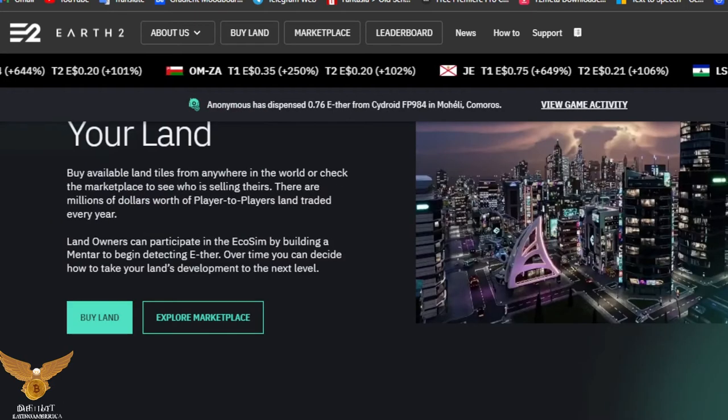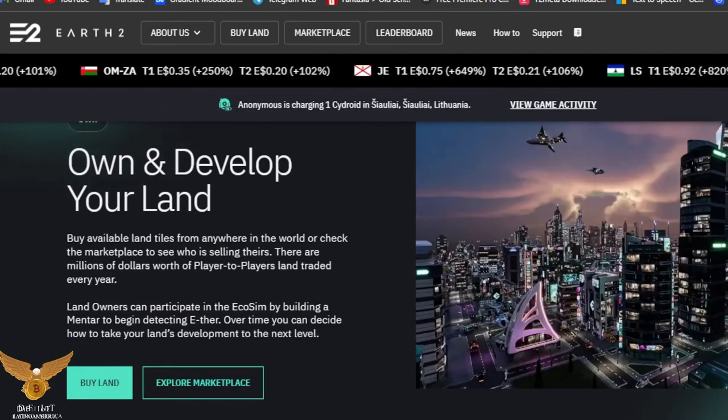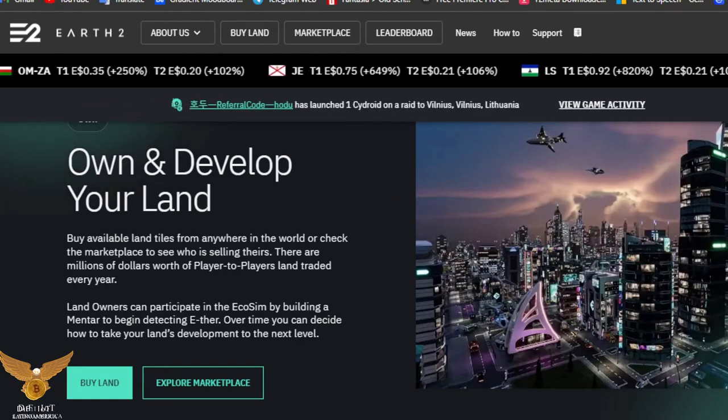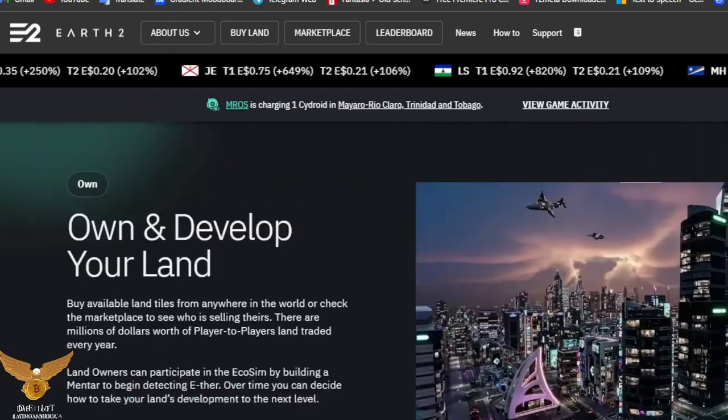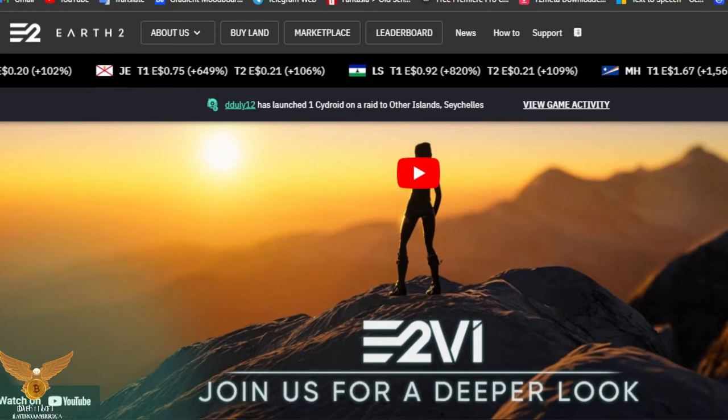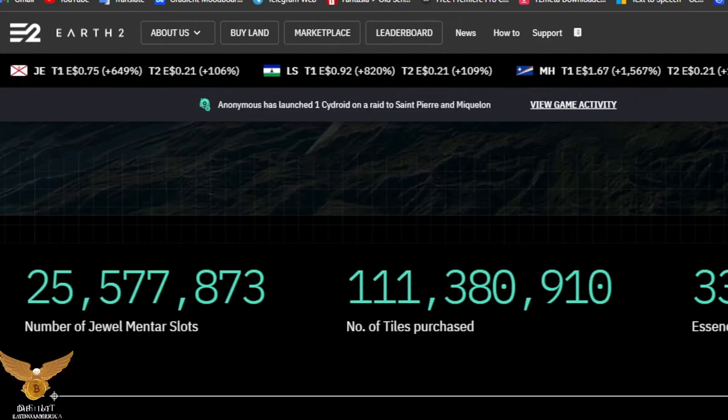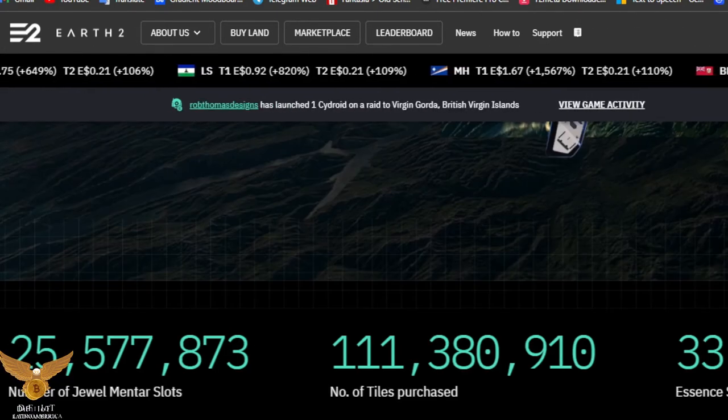Five, competition and market evolution. The cryptocurrency space is highly competitive and constantly evolving. EARTH2 will have to face other similar projects and adapt to changes and technological advances to remain relevant and competitive.